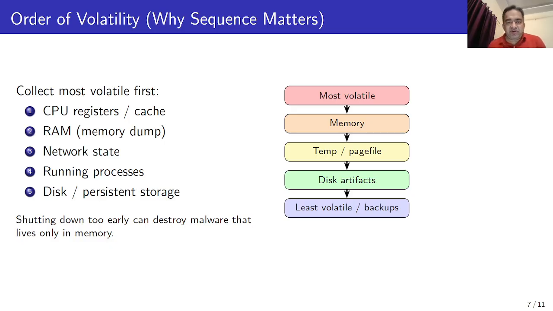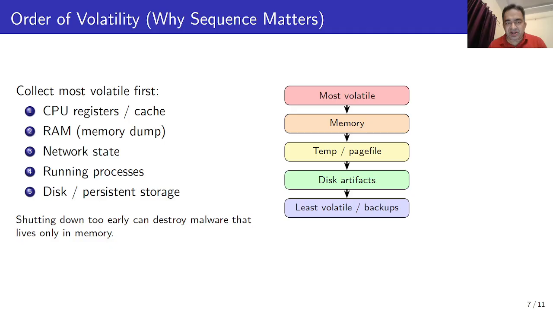The order of volatility paradigm explains why collection order matters. CPU cache and RAM vanish first. Disk can be backed up last. Shutting down too early can erase fileless malware or decryption keys only present in memory.